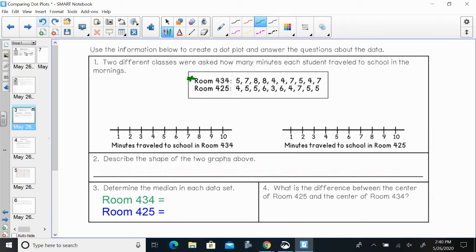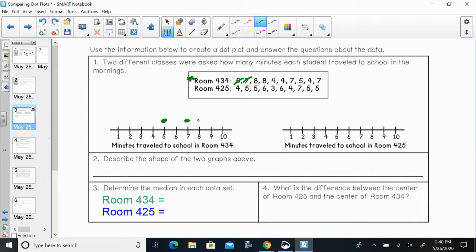Okay, so how we're going to plot our data is once we have our number line set up, 1 through 10, I'm going to put a dot wherever I see that number occur. And again, I'm only doing room 434 on the left-hand side graph. So I've got a 5, and I just put a dot right there where the 5 is located. Then I have a 7. I'll put a dot here where the 7 is located. And you can even mark them off as you go. And your dots don't have to be perfectly symmetrical. You just try to make them about the same size and at the same height.